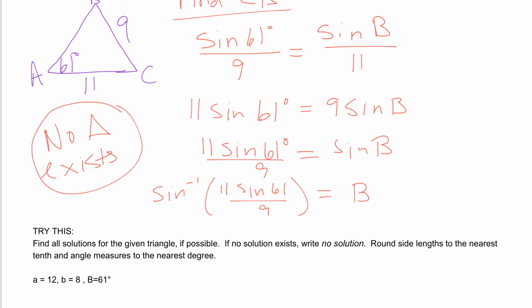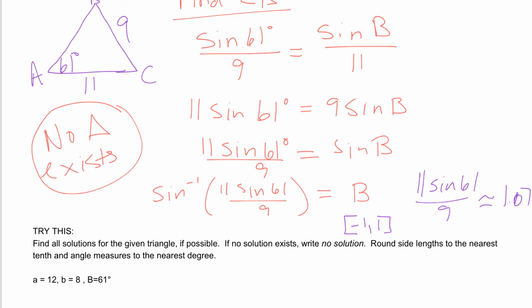And the reason you get that error, so why is that happening? If you think about just 11 sine of 61 over 9, if you plug that in your calculator, you get something that's about 1.07. And if you think about the domain that you can use for an inverse function, that domain has to be between -1 and +1. So because this 1.07 does not lie in the domain of that inverse function, that's why it's coming up as an error. It won't work. So this is a case where this triangle cannot be formed, and we get no triangle exists.